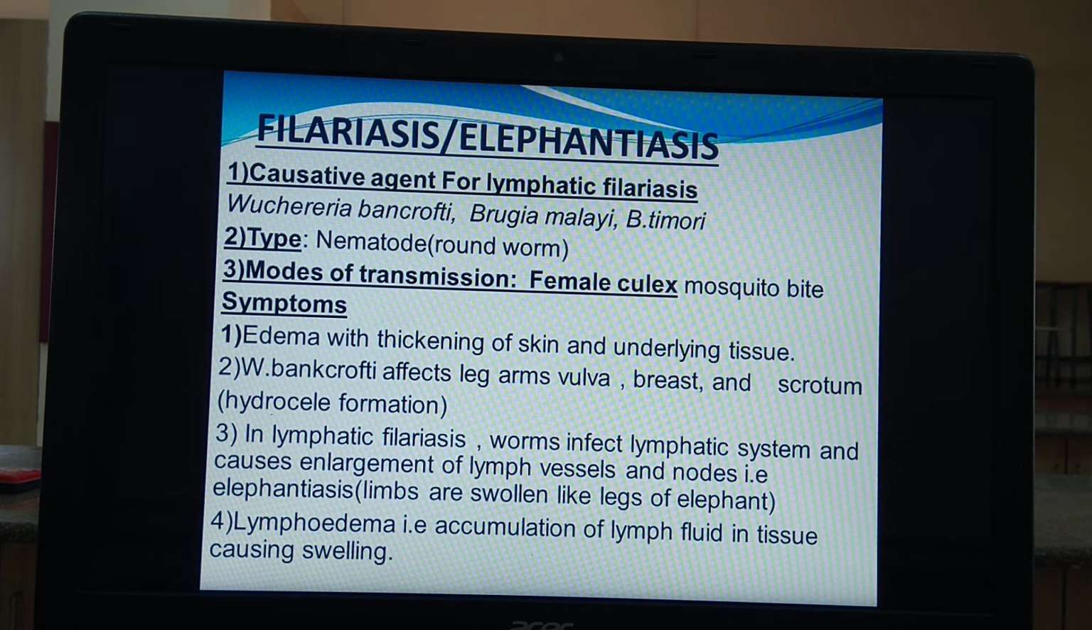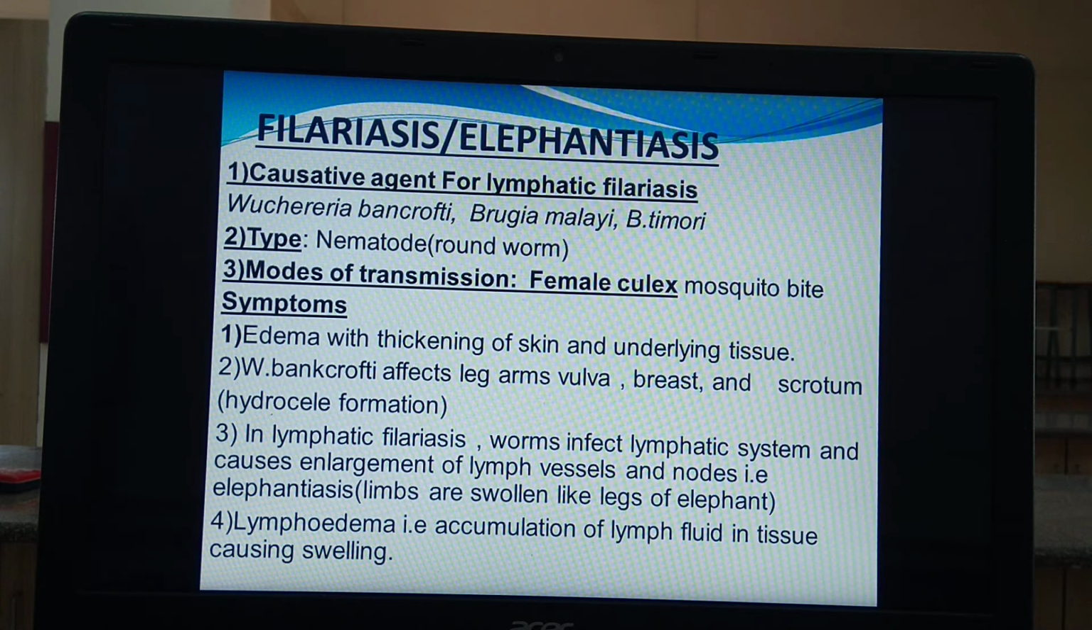Third point, in lymphatic filariasis, which is caused by Wuchereria bancrofti, worms infect the lymphatic system and cause enlargement of lymph vessels and nodes, which is generally called elephantiasis, where limbs are swollen like legs of elephants. One more point is lymphoedema, that is accumulation of lymph fluid in tissue which causes swelling. Okay, so these are the symptoms.